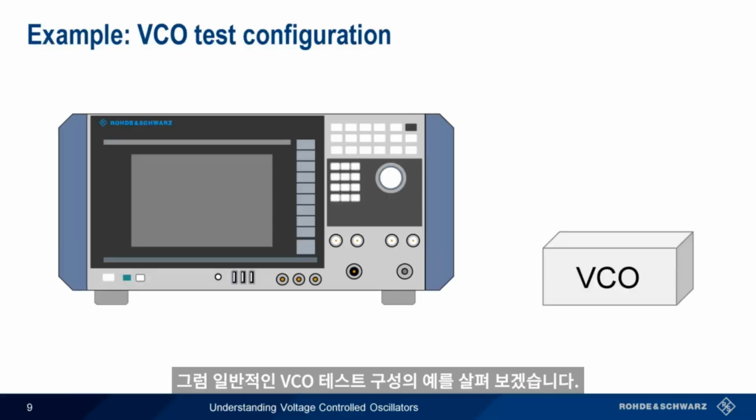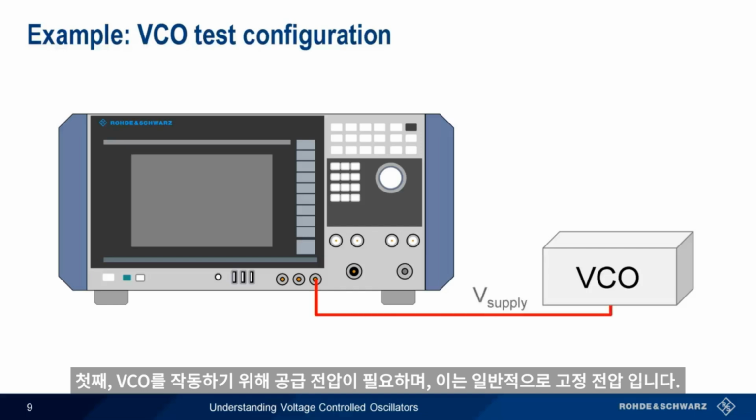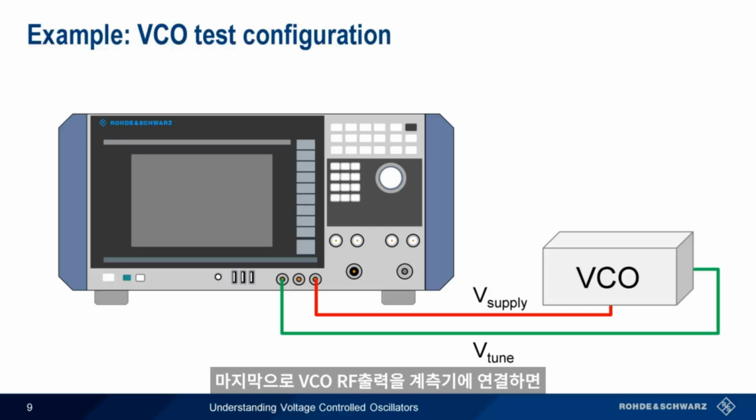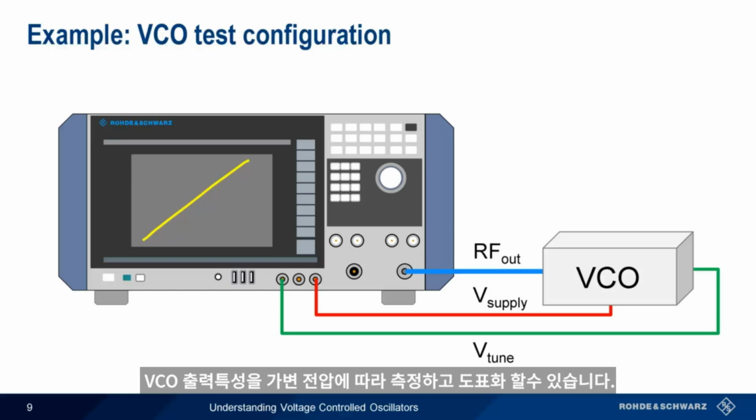Let's look at an example of a typical VCO test configuration. Three connections need to be made to our VCO. First, the VCO needs a supply voltage to operate. This is normally a fixed voltage. Next, we connect the tuning or control voltage, V-tune. This is a variable voltage that controls the VCO output frequency. And finally, the VCO RF output is connected to the RF input of our instrument, which then measures and plots the output characteristics of our VCO as a function of the variable input voltage.